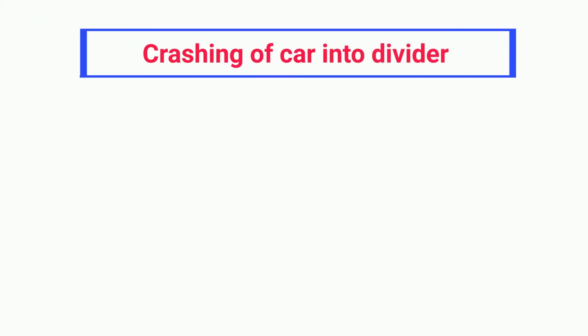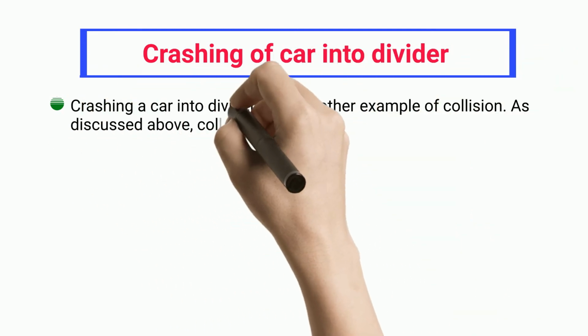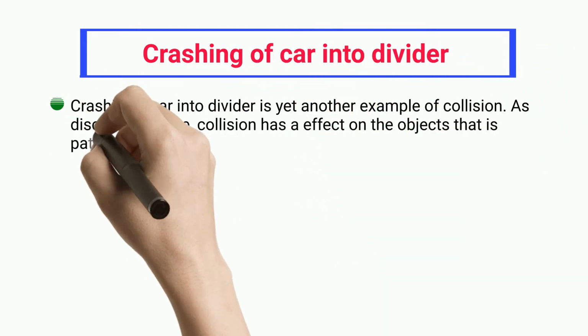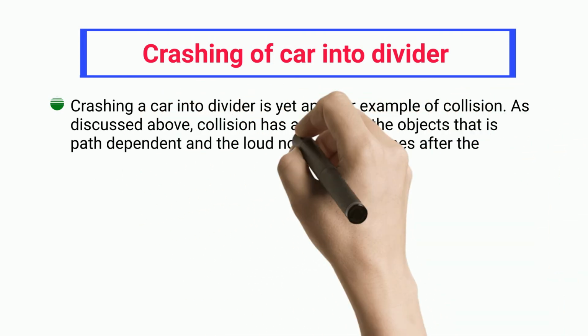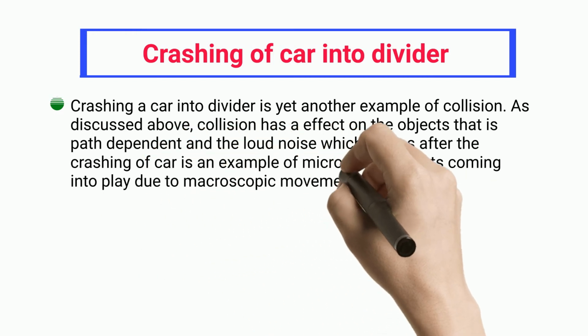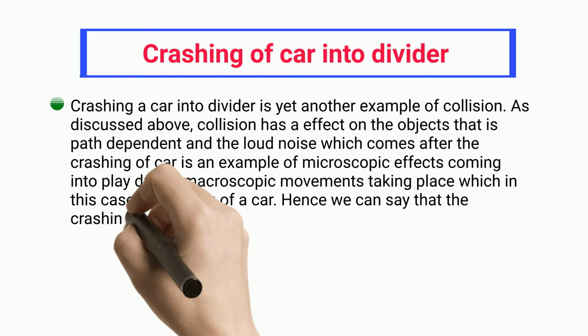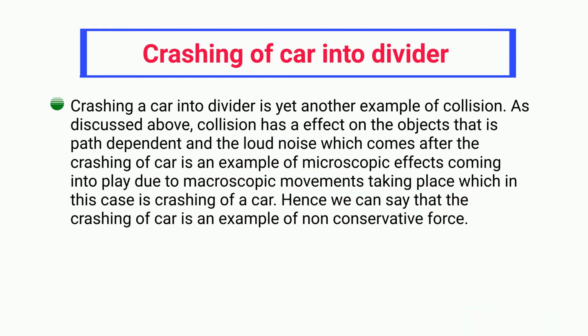Crashing of a car into a divider. Crashing a car into a divider is yet another example of collision. As discussed above, collision has an effect on the objects that is path dependent, and the loud noise which comes after the crashing of the car is an example of microscopic effects coming into play due to macroscopic movements taking place, which in this case is the crashing of a car. Hence we can say that the crashing of a car is an example of non-conservative force.